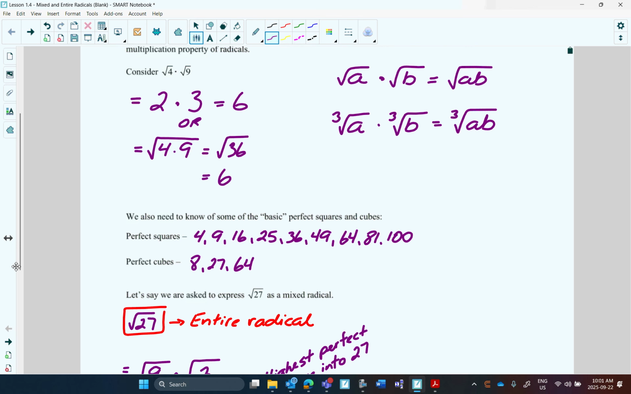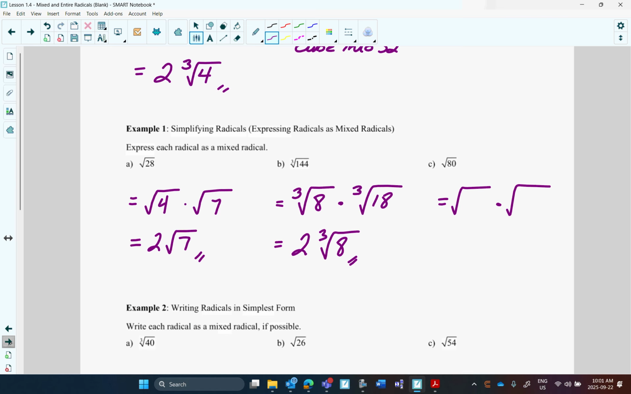Because if you don't find the highest, you haven't simplified. So the highest perfect square is 16, and 16 times what is 80? 5. And the square root of 16 is 4. Can't touch the second one, so I'm done.